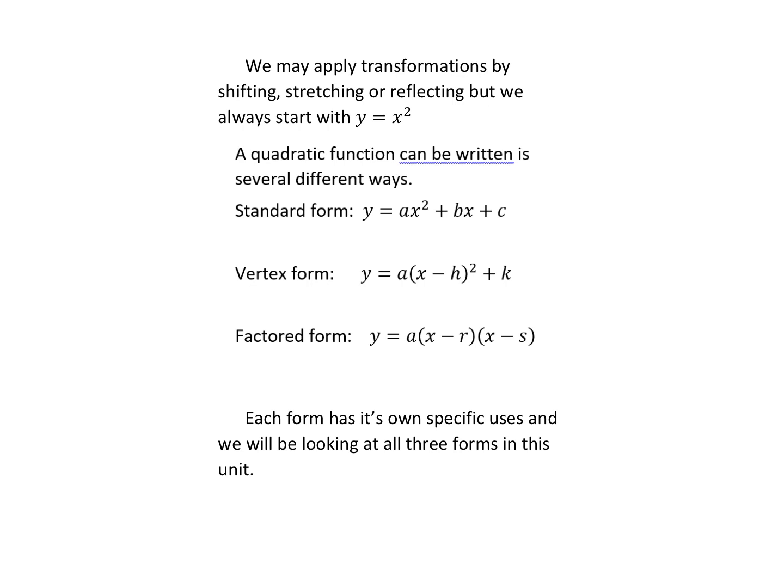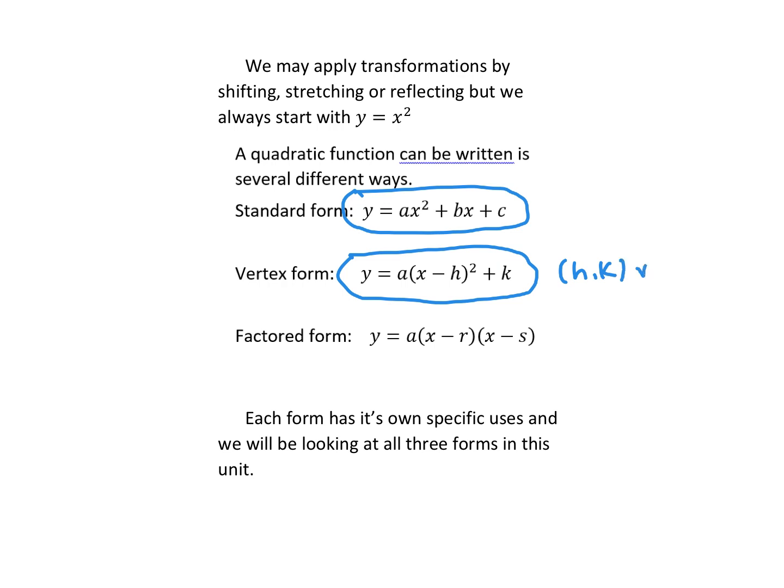You can write a quadratic equation in several different ways. We have what is called standard form. So standard form is ax squared plus bx plus c. We could have vertex form, which is a times x minus h squared plus k, where h, k indicates the vertex. And you can write it in factored form, which will allow us to find the x-intercepts.